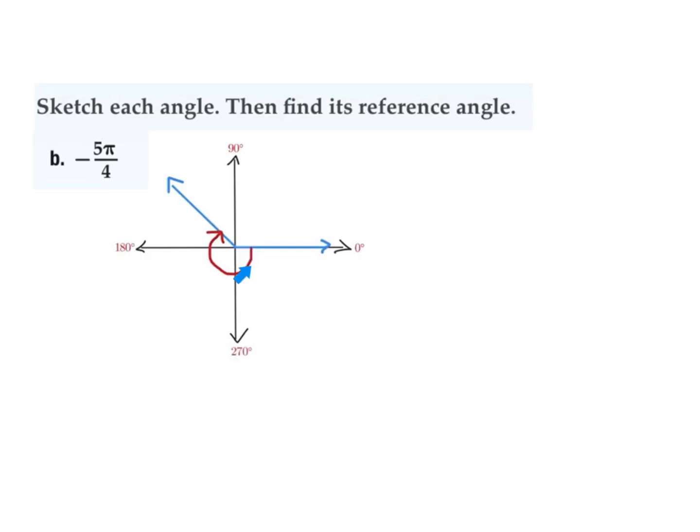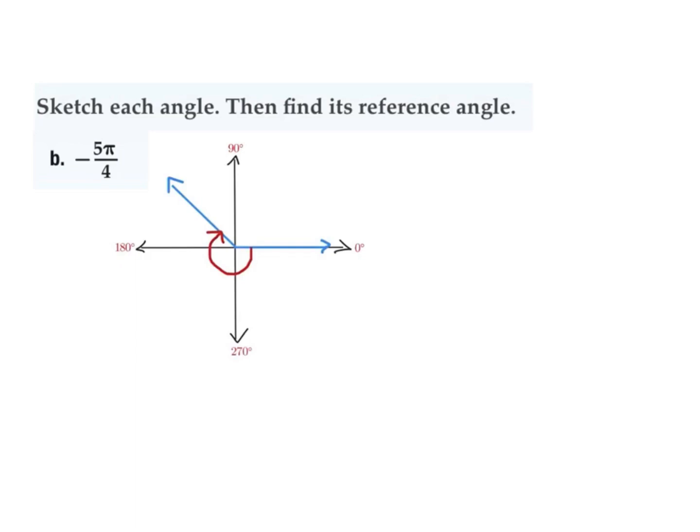Okay, when I'm going around clockwise, this gets me to negative 180. Then I got to go a negative how much more? 45. Because this is negative 180. Then I got to go another negative 45 to get me to that negative 225. Well, what's important is the reference angle is not negative 45, because the reference angle has to be between 0 and 90. Or, in the case of radians, between 0 and pi over 2.